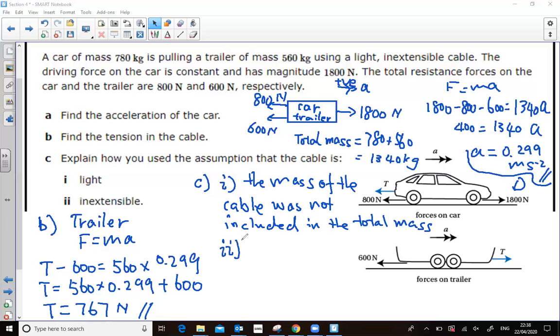Okay, for part ii, what about inextensible? Well, that just means that the car and the trailer should have the same acceleration. So that's what it means for inextensible. So the car and the trailer have the same acceleration. Okay, good. Now let's move on to look at the second example.